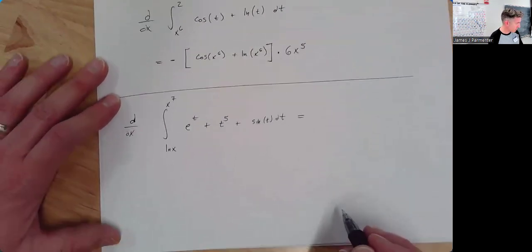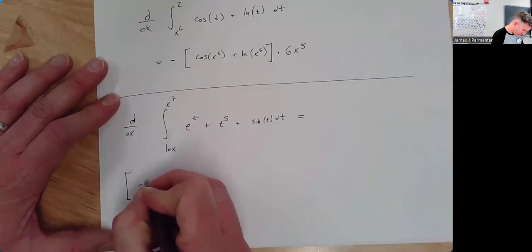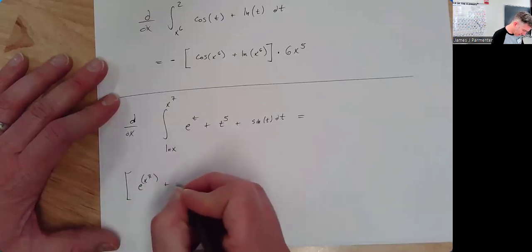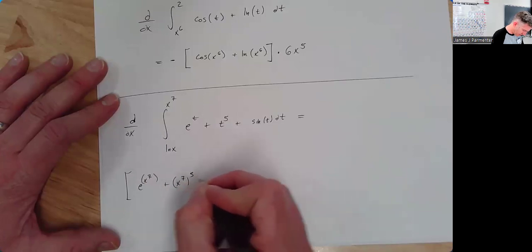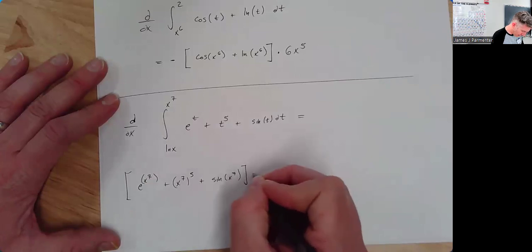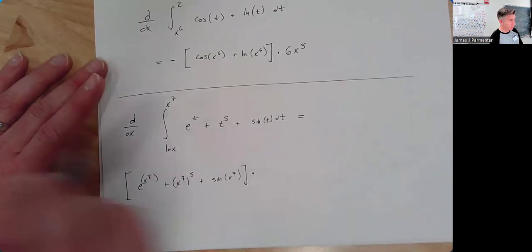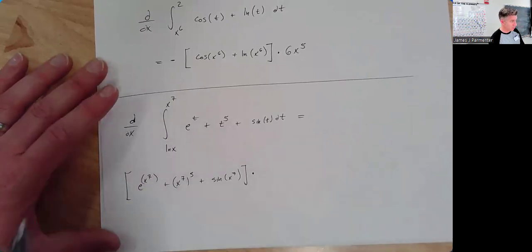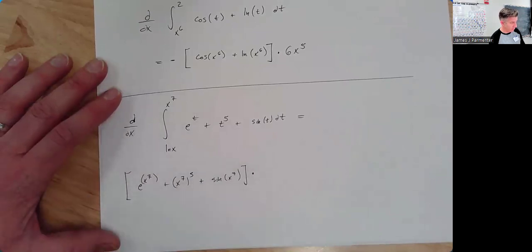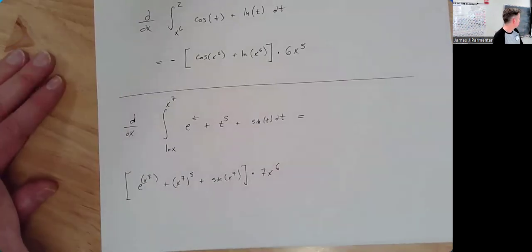Top, always the top first. So it's going to be kind of gnarly: e to the x to the seventh, plus x to the seventh to the fifth, plus sine of x to the seventh, all multiplied by... I'm not plugging in the bottom yet. I'm using the chain rule and multiplying by the derivative of that.